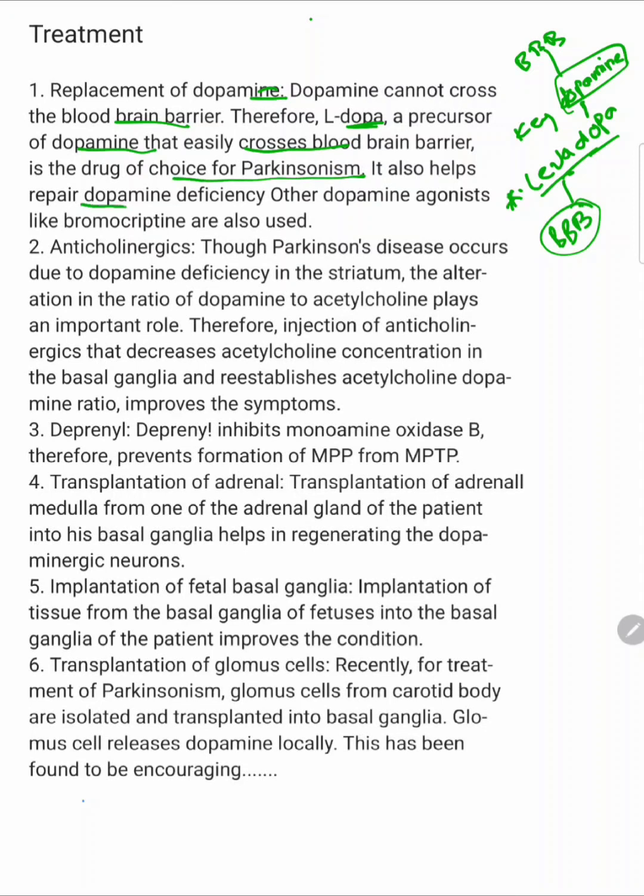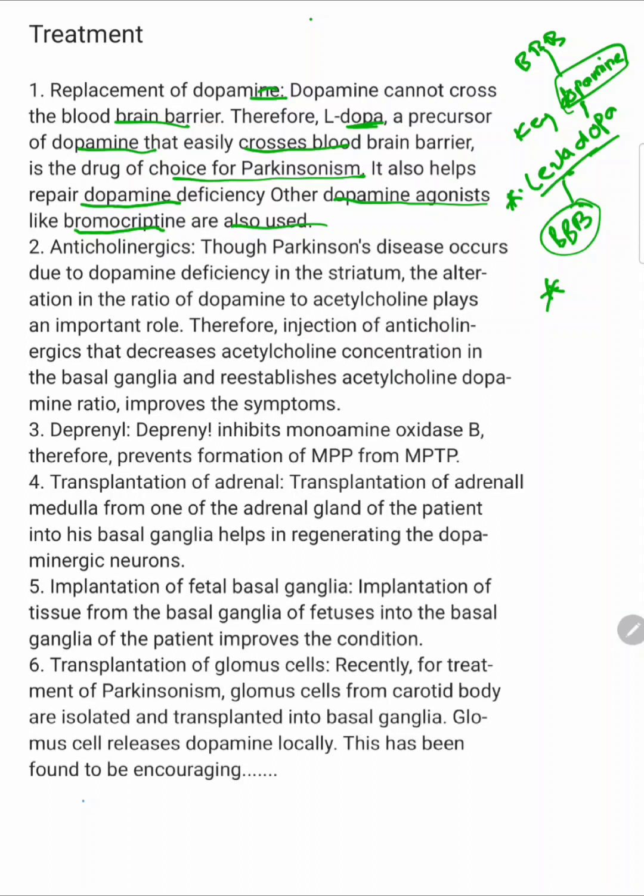It also helps to repair dopamine deficiency. Other dopamine agonists like bromocriptine are also used. See, dopamine cannot cross the blood-brain barrier. So, L-dopa, meaning levodopa, is used as the drug of choice, which can cross the blood-brain barrier. If you mention this point, the external examiner will award you good marks.